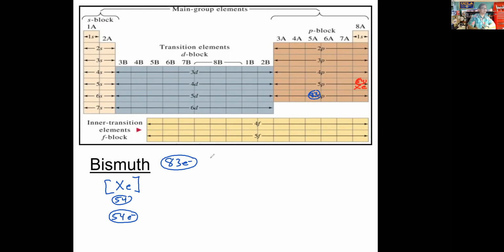Now, before we do that, I want to make sure I emphasize for you, if you notice here, bismuth is in period 6, right? So carbon was in period 2, indium was in period 5. Bismuth is in period 6, and that's going to be important in just a moment. You're going to see why. So that means that we're going to start our count here.